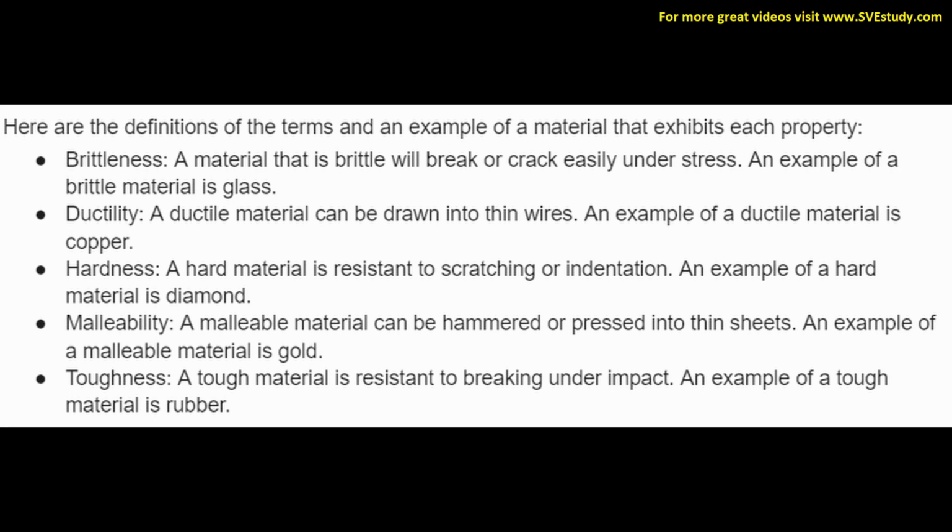Malleability. A malleable material can be hammered or pressed into thin sheets. An example of a malleable material is gold. Toughness. A tough material is resistant to breaking under impact. An example of a tough material is rubber.